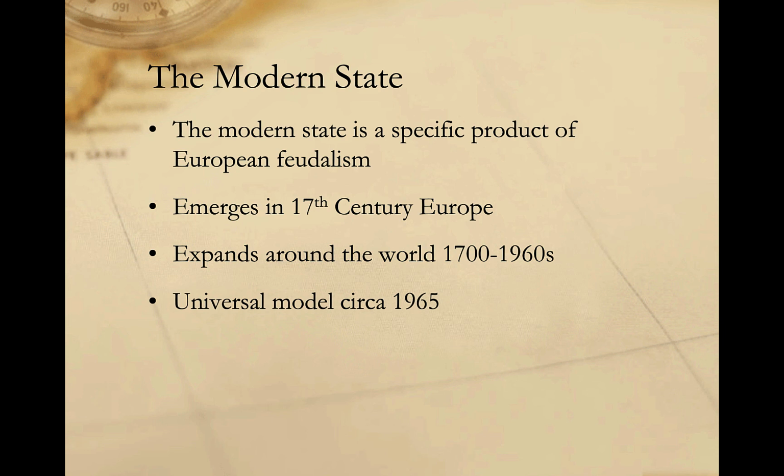First, that the modern state is the outcome of a very specific historical development in medieval Europe and emerges in the 17th century. From there it expands, as Ringmar observes, through European colonialism. And by the 1960s, as independence movements gain steam around the world, it becomes the primary form of political organization globally. Well, that concludes our consideration of the emergence of the modern state.